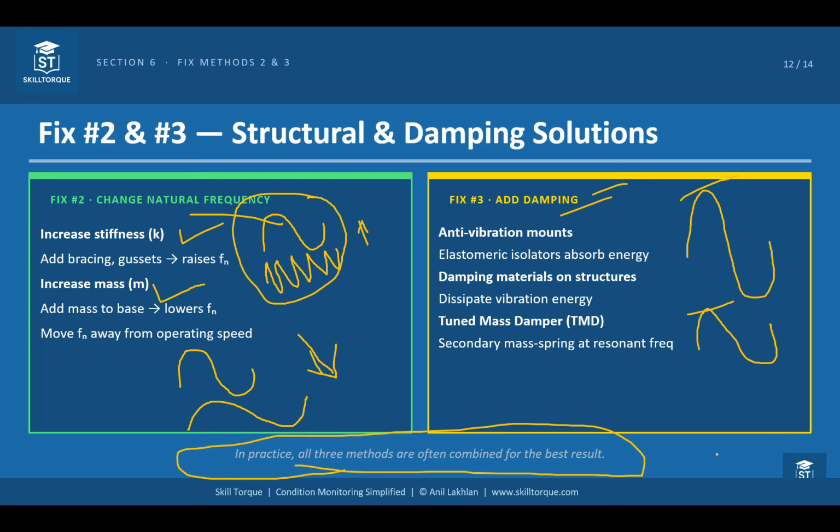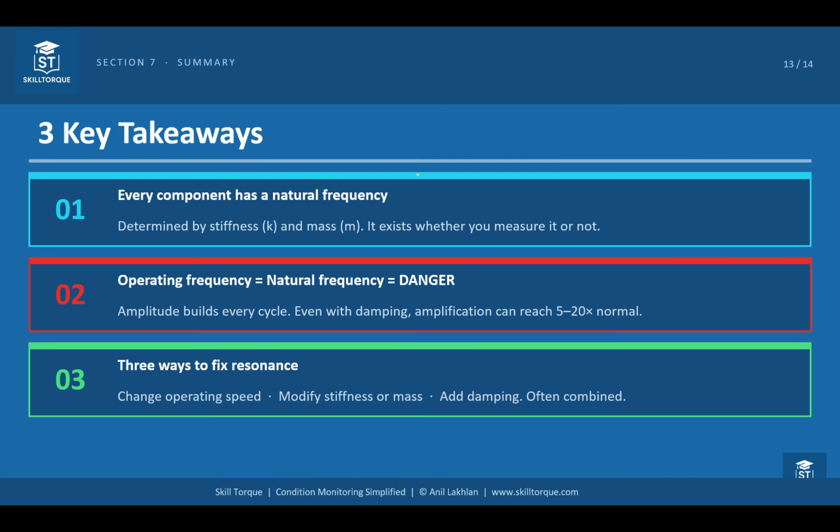Okay, so let me leave you with the three key takeaways from this video. The first one: every machine component has a natural frequency determined by its stiffness and mass. The second important thing we have learned is this: when operating frequency matches the natural frequency, amplitude builds up dangerously, and that is known as resonance. But remember, theoretically it builds up, but practically, since each and every component of the machine has some kind of flexibility, that will absorb. So the buildup does not continuously add on, but it will saturate at maybe 4 times, 5 times, or 10 times, 20 times, like this.